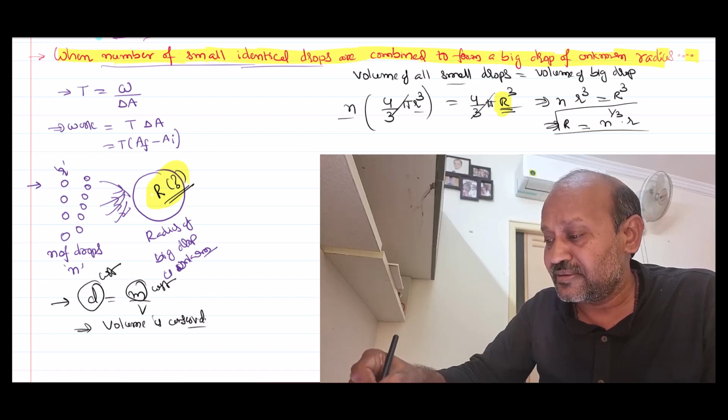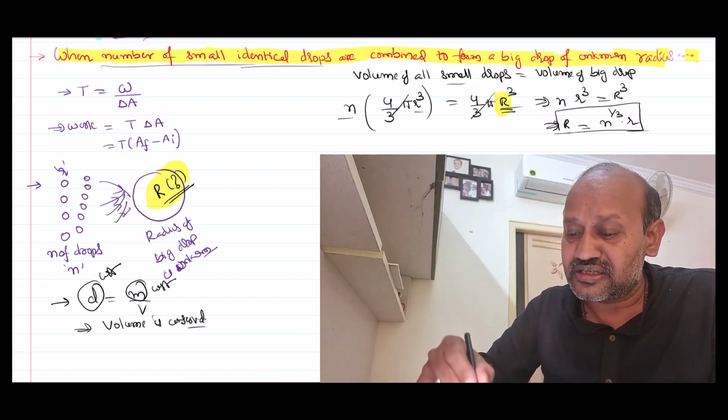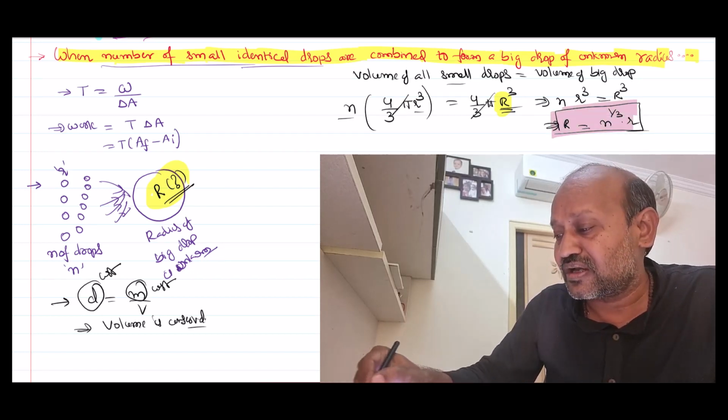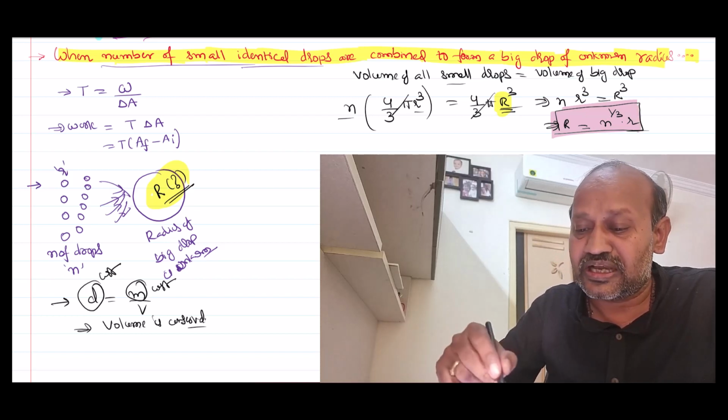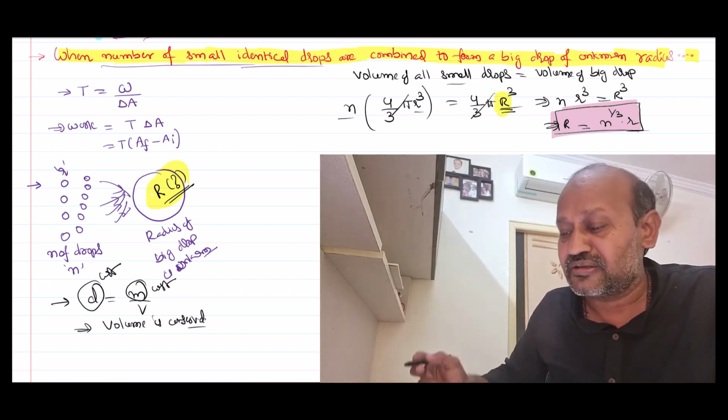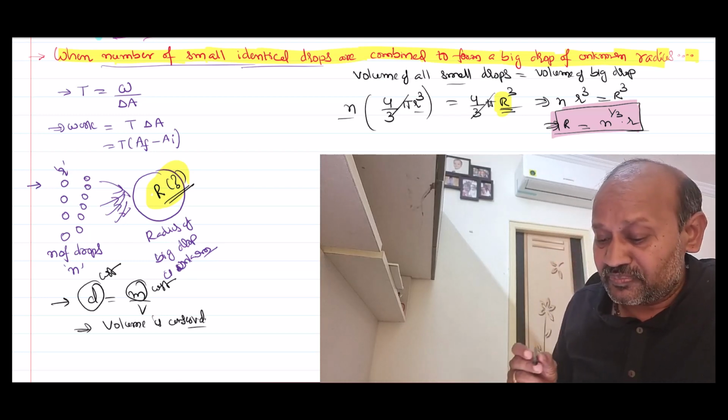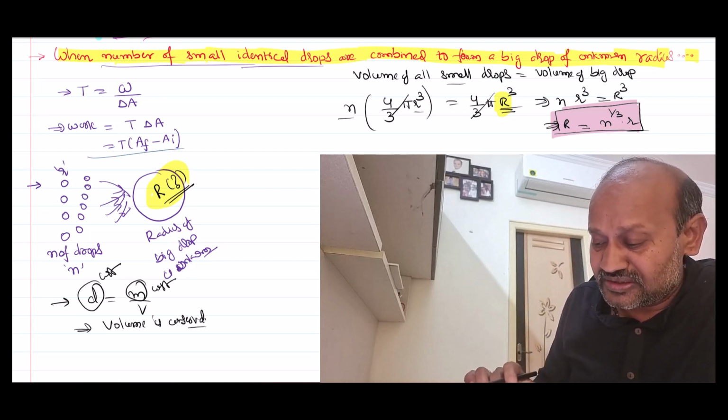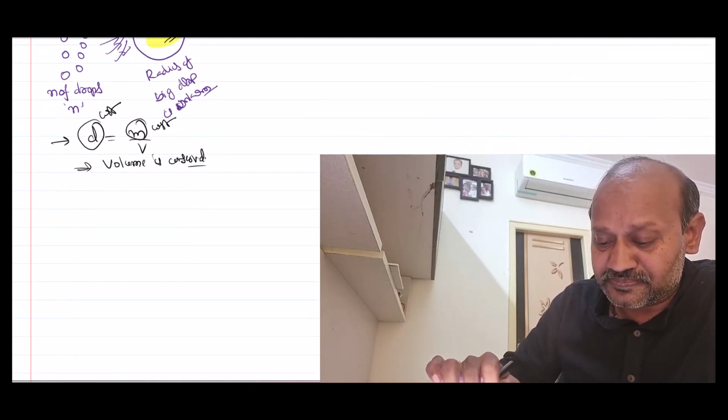So here I have successfully found a relation between capital R and small r, and this relation is going to be handy for me to solve my further problem. Let's go to the problem and try to apply this formula now. Let me scroll down a little.